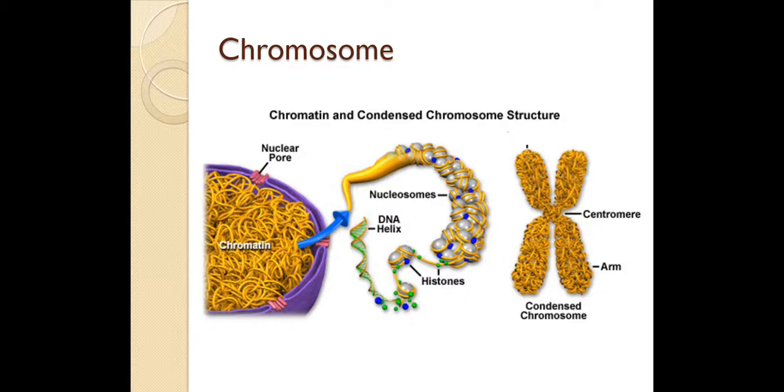So simply we can say that nucleosome is the building block of chromosome. Now look at the diagram over here where you can see chromatin, the yellow thread-like structure present in the nucleus of the cell, the scattered form of genetic material. This is called chromatin.